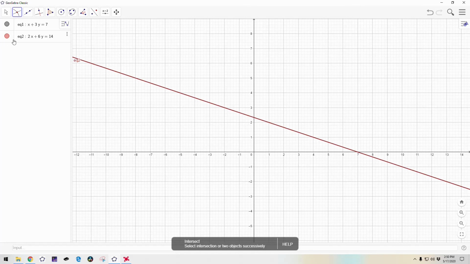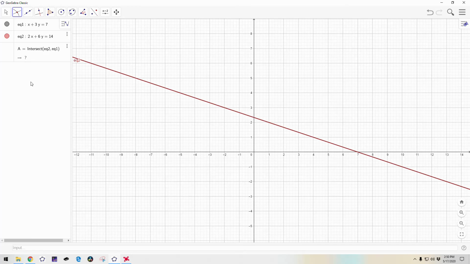Let's see what happens when we intersect them. Again, question mark, because the computer doesn't know how to handle an infinite number of solutions. The solution to this system is, of course, one or both of these lines as a whole.